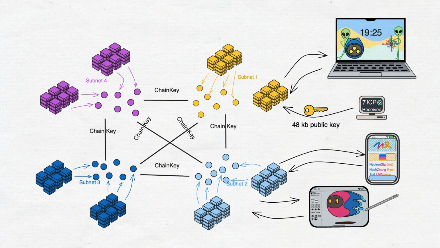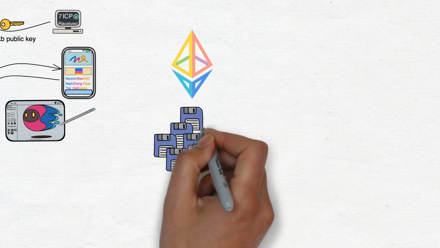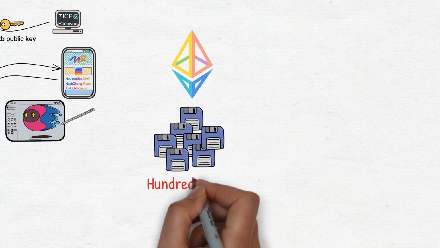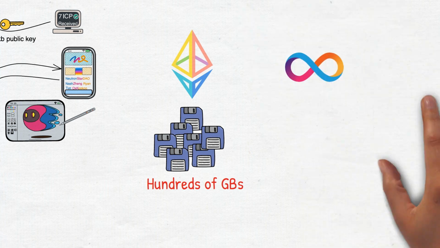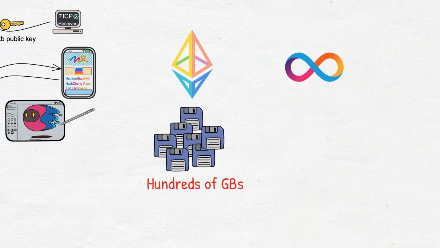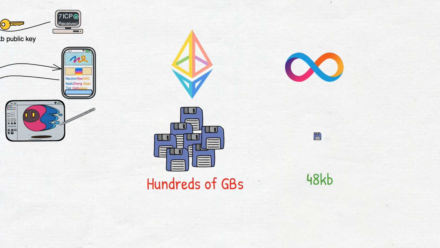In contrast, when verifying traditional blockchains like CAD, devices need to synchronize hundreds of GBs of signature data because each block is signed by different nodes. In IC, all replicas sign a block together. Therefore, devices only need to save a unique 48 KB public key to verify each block.